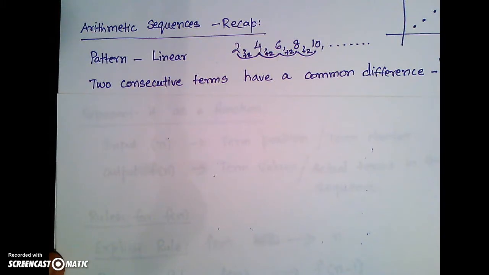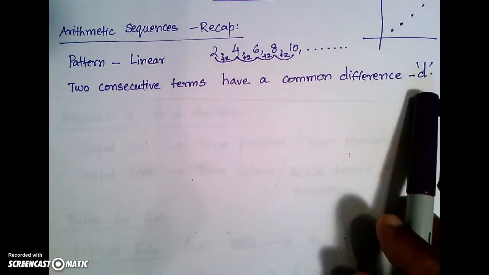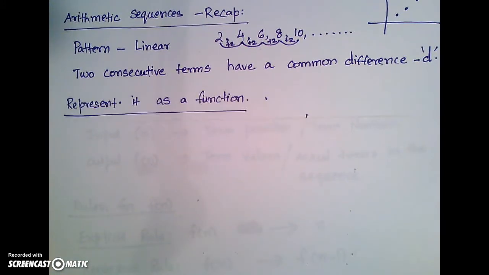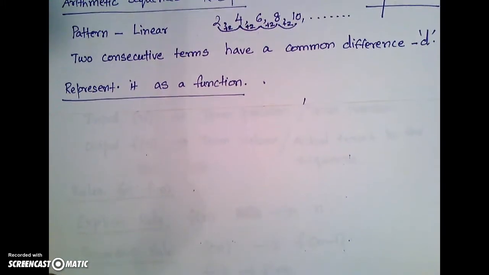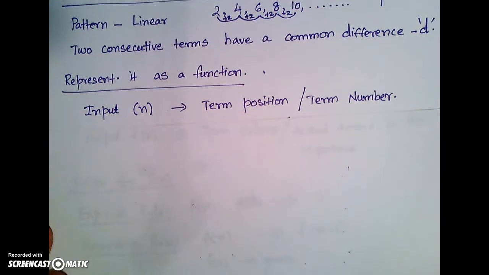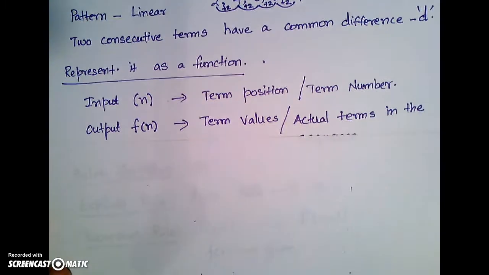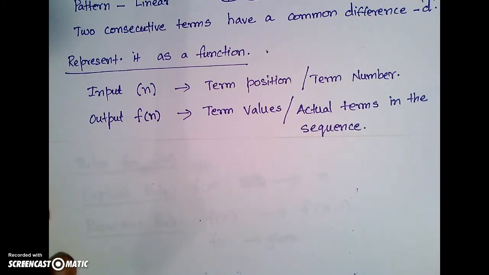So as we saw, two consecutive terms have a common difference. It's represented by the letter D. And we also talked about representing a sequence as a function. We needed an input, which is my term position or the term number, and we needed an output, which is my term values, or my actual terms in the sequence.